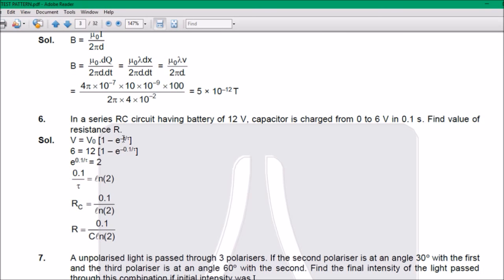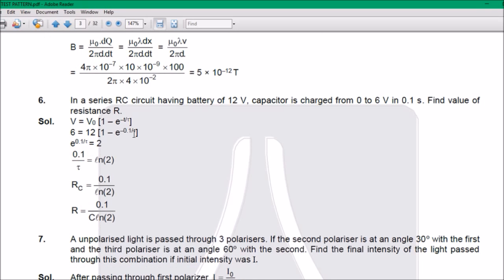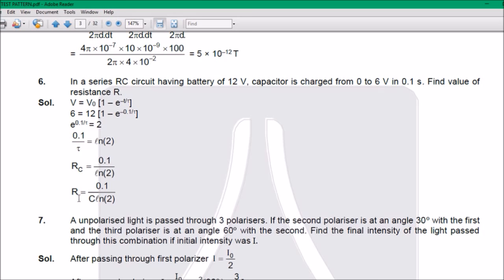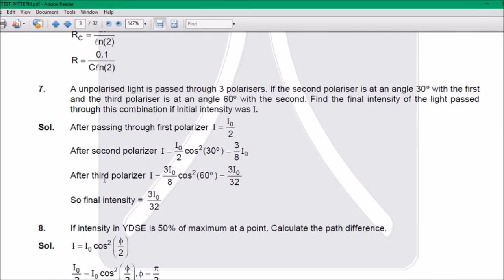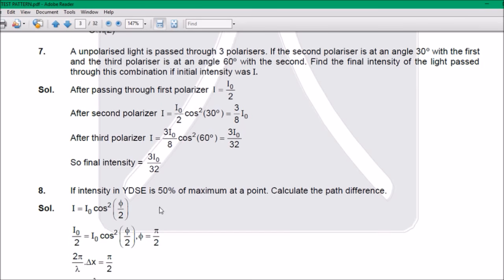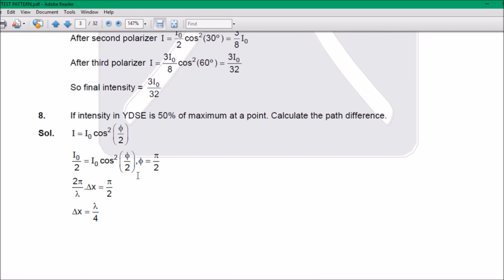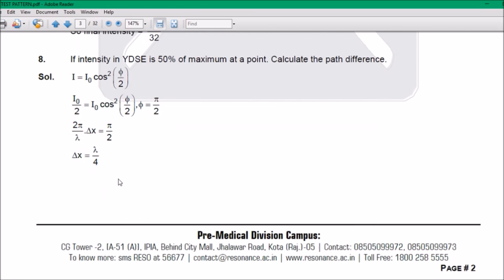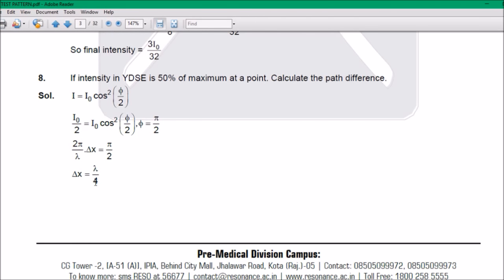And question number 6 is from the basic electrical question. Okay, its answer is R is equal to 0.1 C ln 2. Okay, question number 7 is from the intermediate physics only, chapter light, I think light chapter se last ke portion se. I naught by 2 after the second polarizer, the third polarizer and final intensity 3 I naught by 32. Seventh, your answer is this one. Now answer is 8. 8 is del x is equal to lambda by 4.